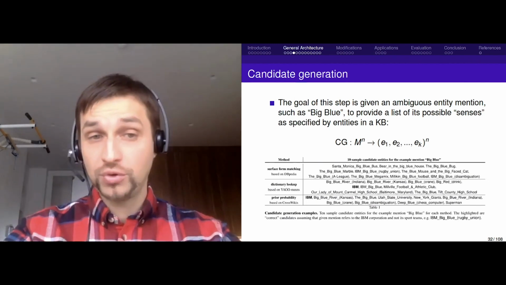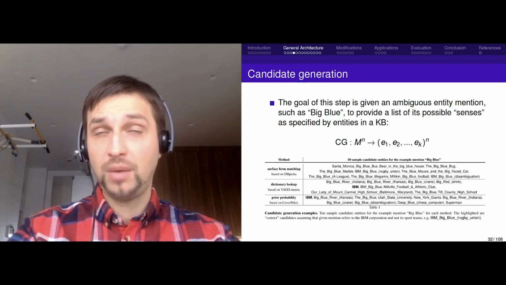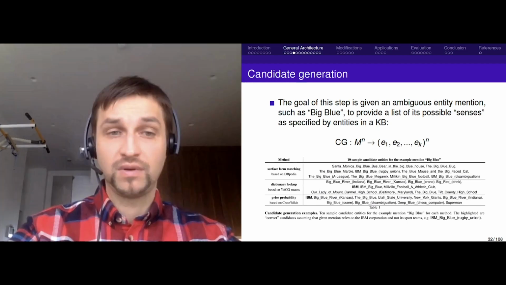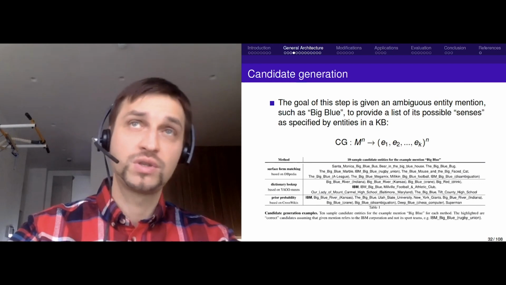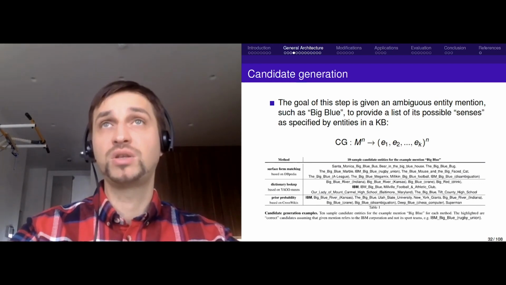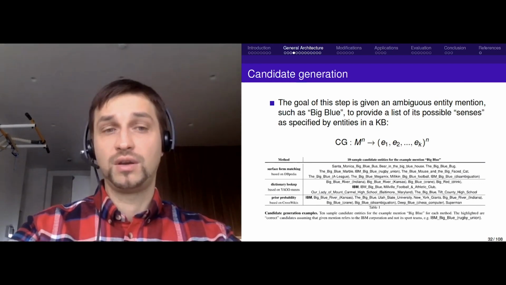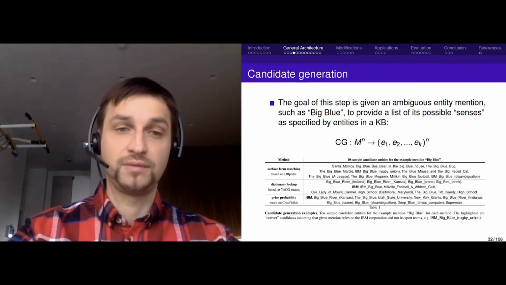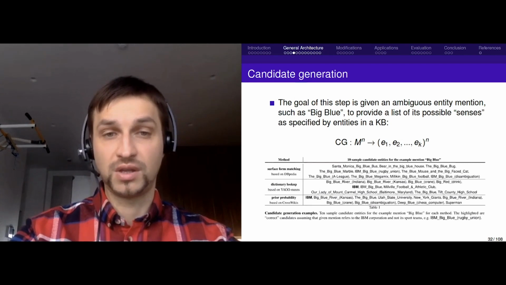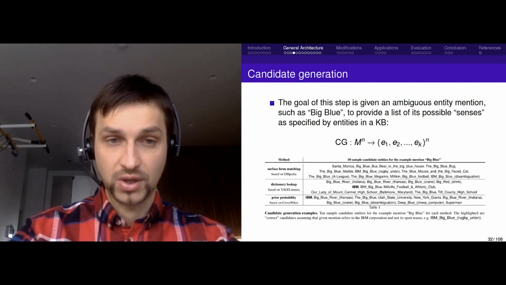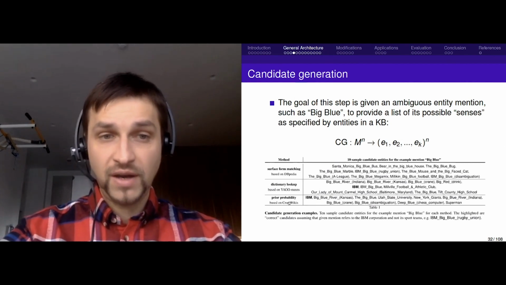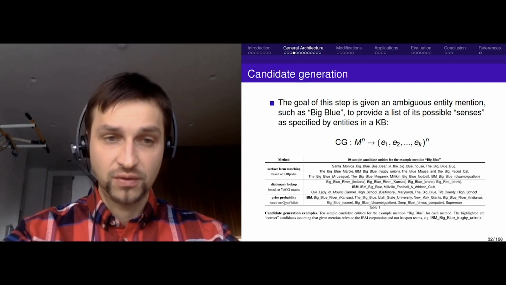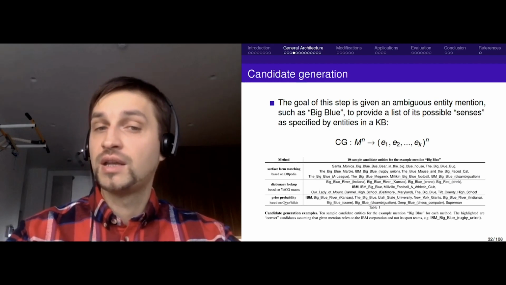Another approach is based on dictionary lookup. This is just to use disambiguation pages or redirects to get this list accomplished. And the final one is a computation of prior probabilities of hyperlinks.